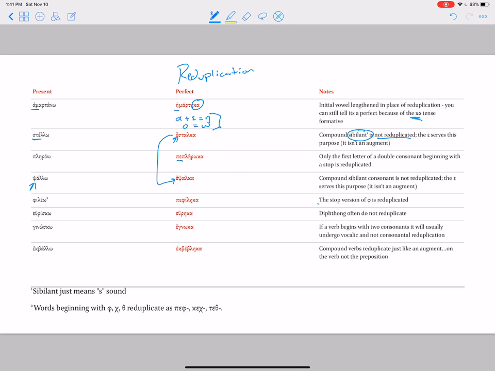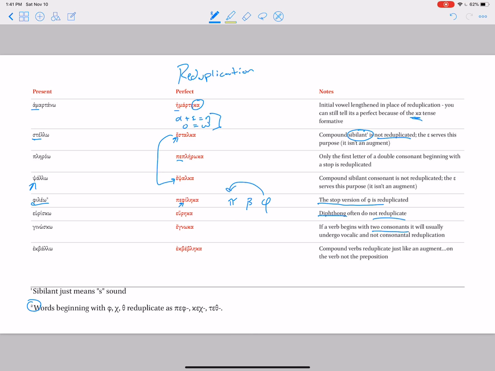Now, if you have a stop, you can see down here in footnote 2, words that begin with the stop here, so phi, remember your square stops, you have pi, beta, phi. Well, this first column, it'll just go back to the first column. So you get pephileka for phila'o. Diphthongs often do not reduplicate. So you can see that there.